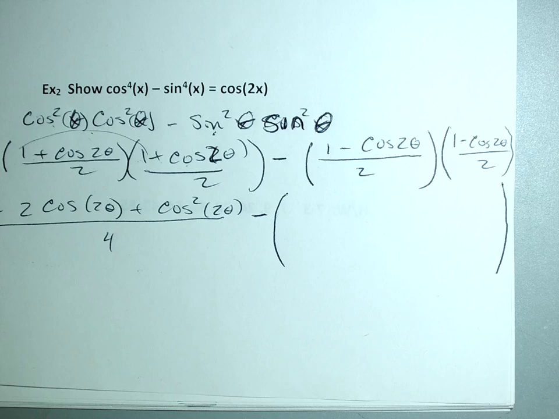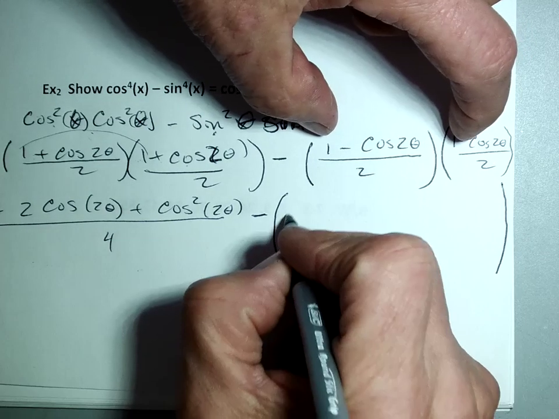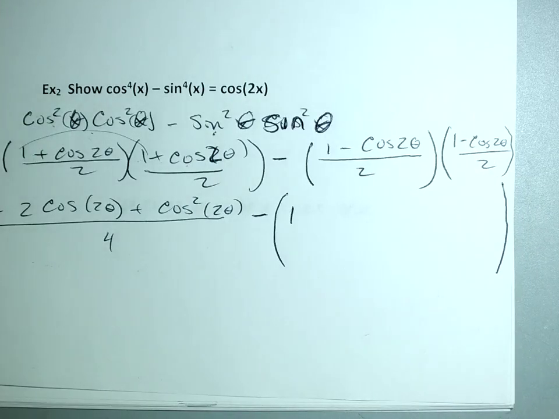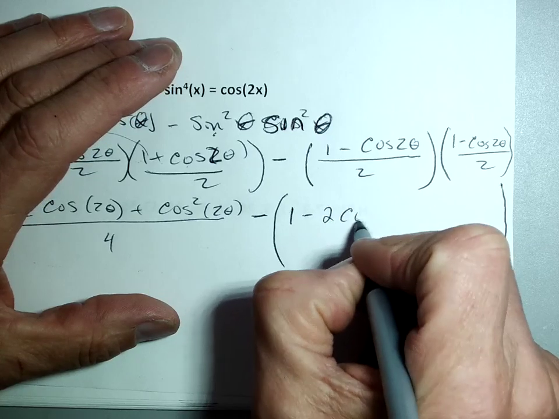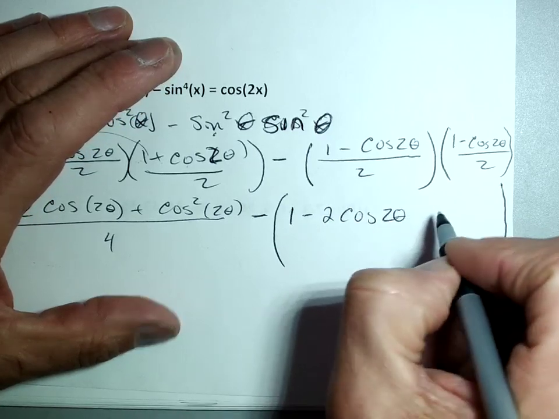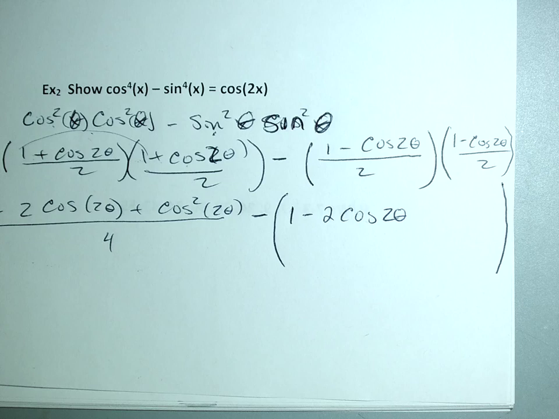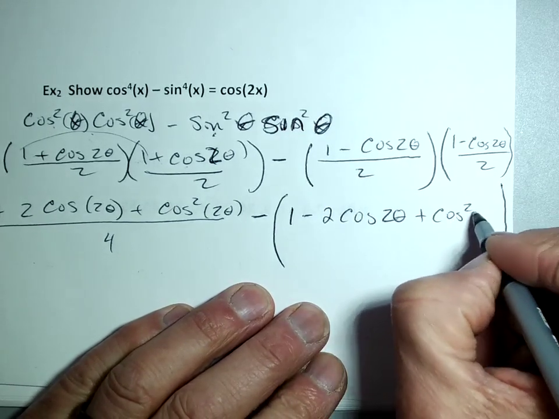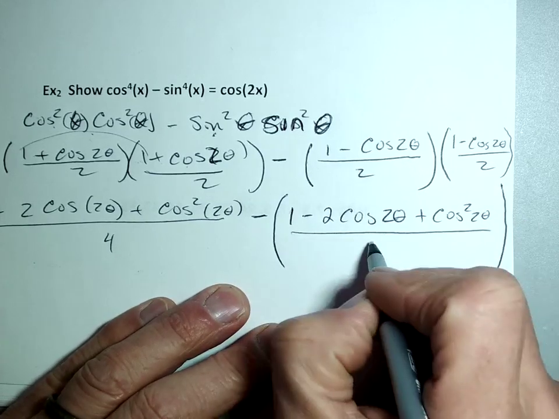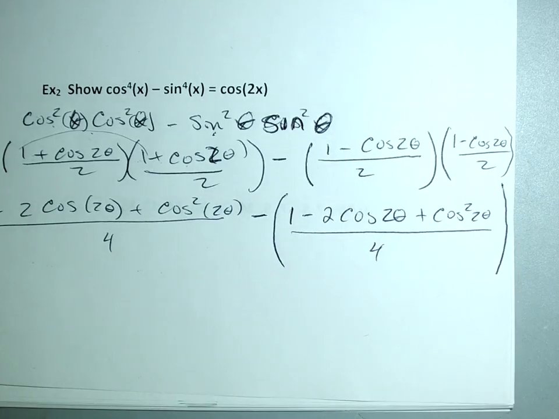So then minus, I get 1. And then I'm going to have 2 of these. So I'm going to have a negative 1 cosine of 2 theta, another negative 1 cosine of 2 theta. So I'm going to have a negative 2 cosine 2 theta. And then this times this makes a positive cosine squared, okay? So I got another positive cosine squared 2 theta all over 4, okay? How am I doing?